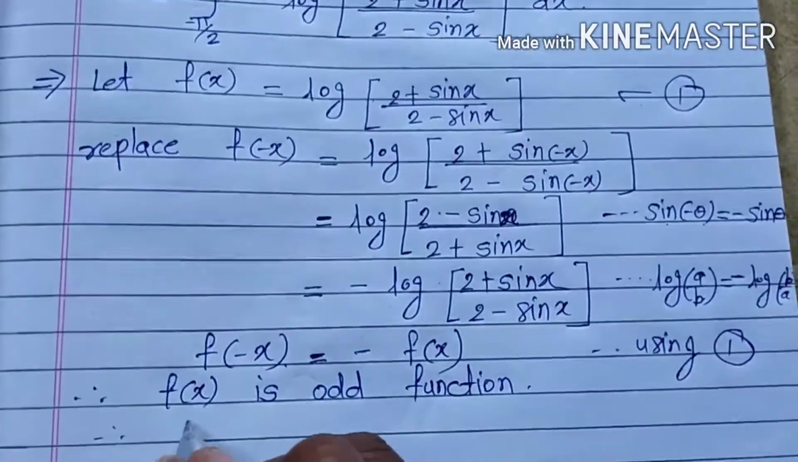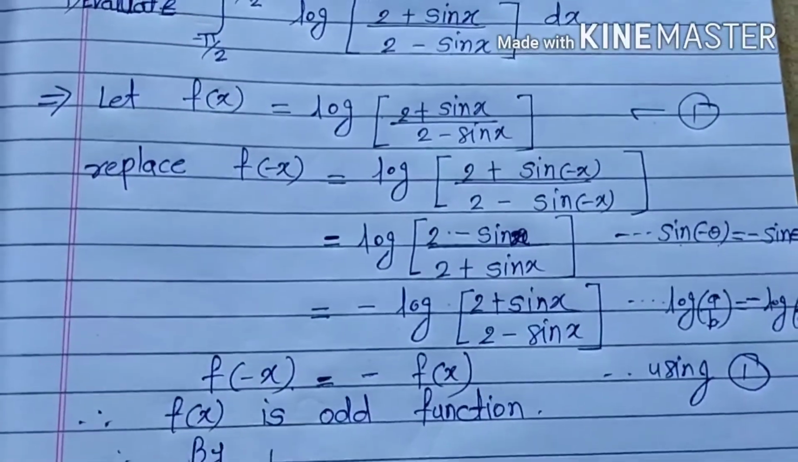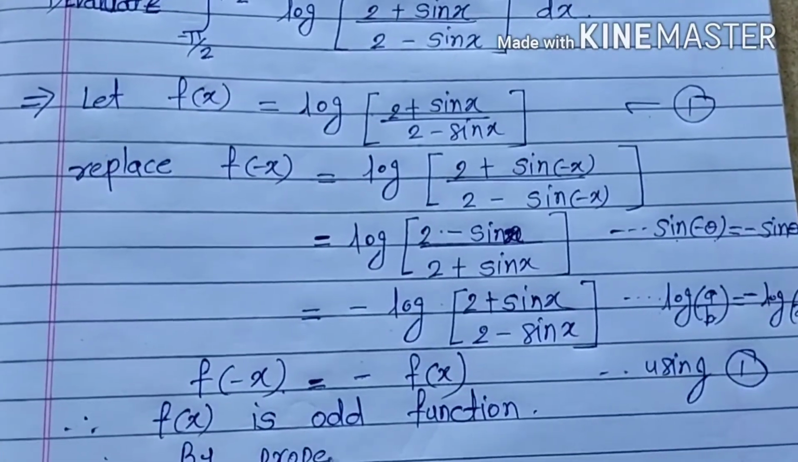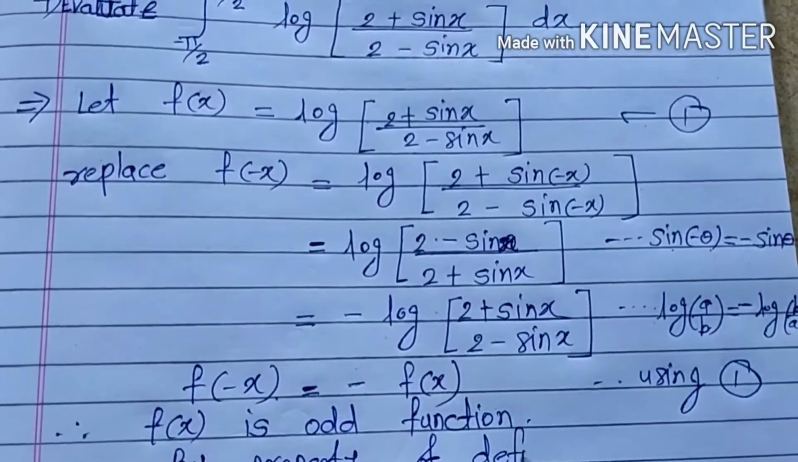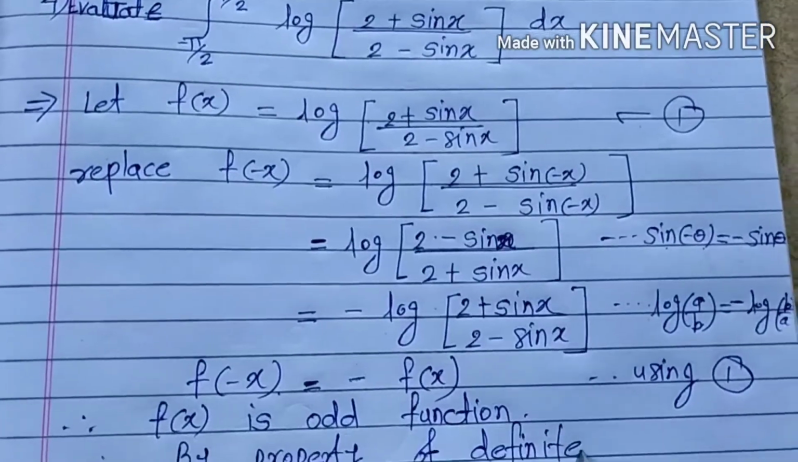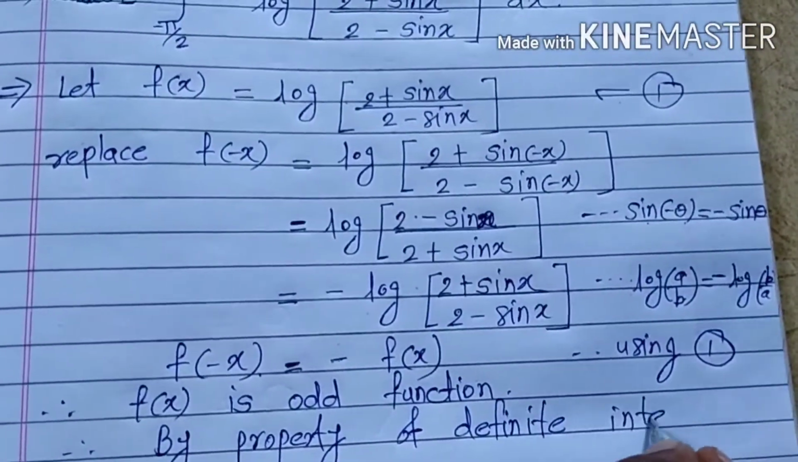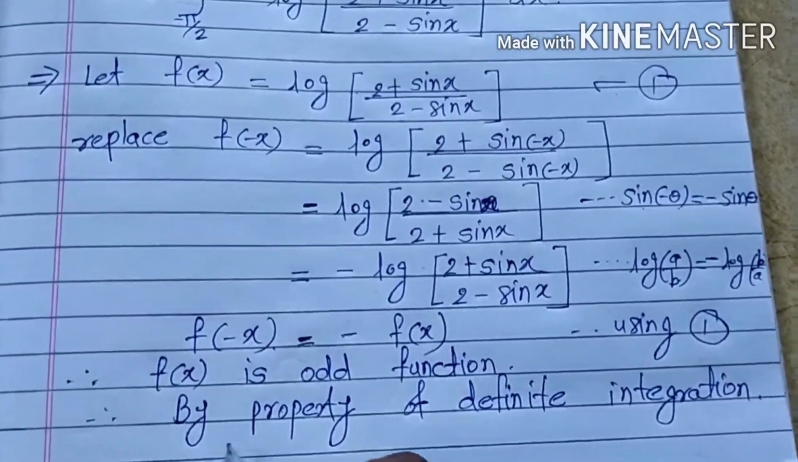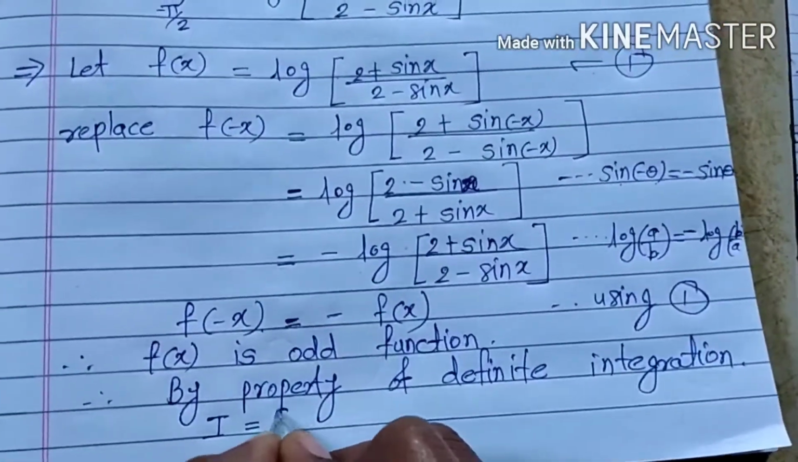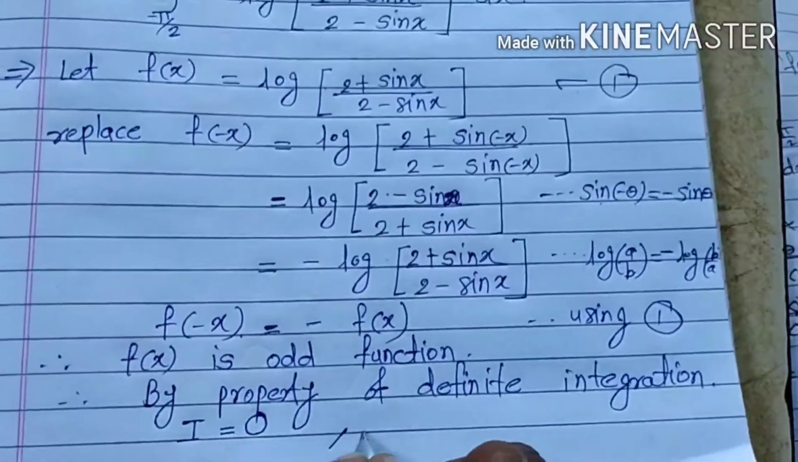And therefore by the property of definite integration, I is equal to 0. This is our answer.